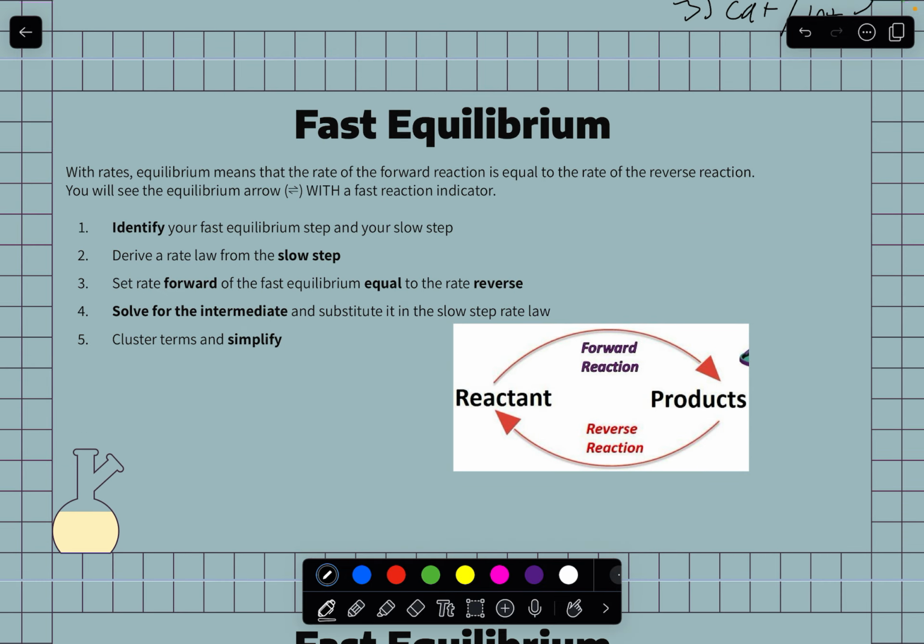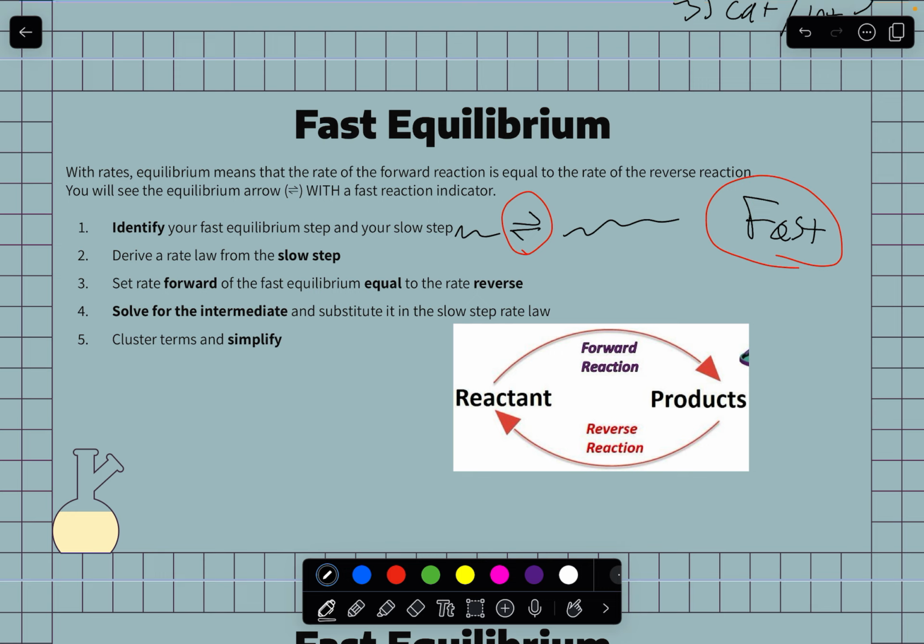All right. So the other part of this is the fast equilibrium. This one's a little trickier. Okay? So for fast equilibrium, whatever your step is, it'll say fast on the right, and in your step, the arrow is not going to just be an arrow going to the right, it's going to be an equilibrium arrow. It goes both forward and backwards. Okay, so if you have that equilibrium arrow and you have the fast, then you're going to do the fast equilibrium.